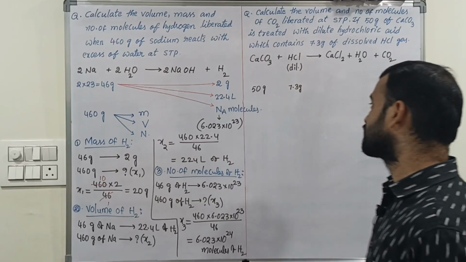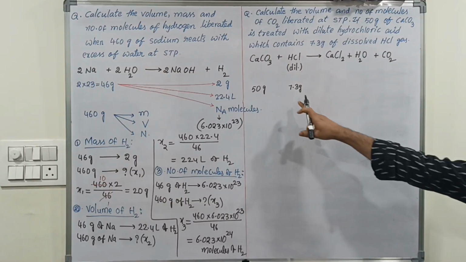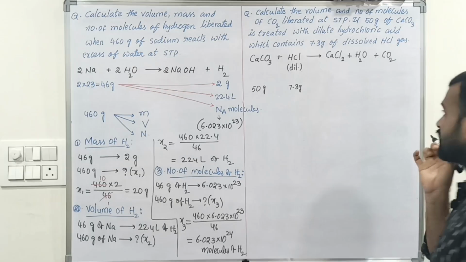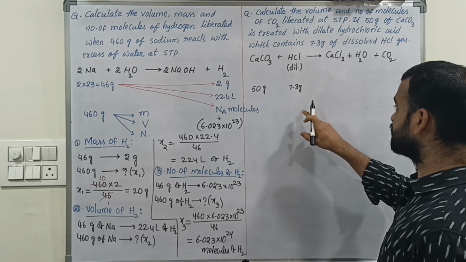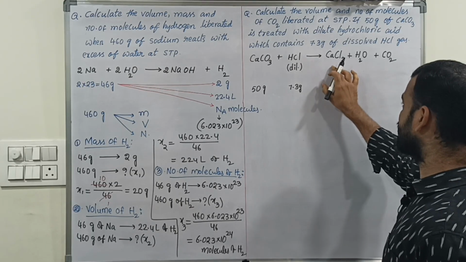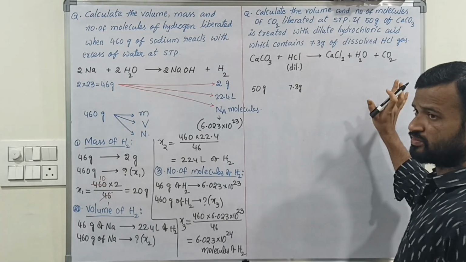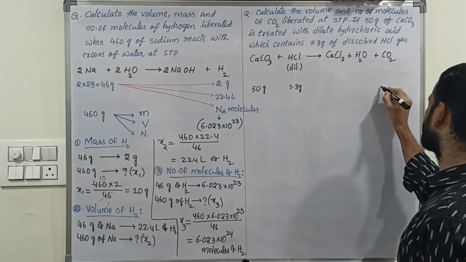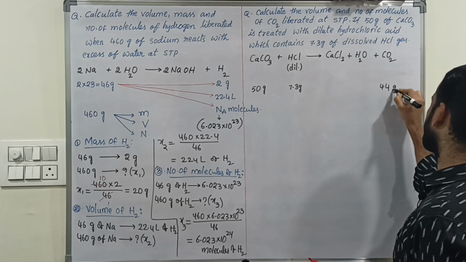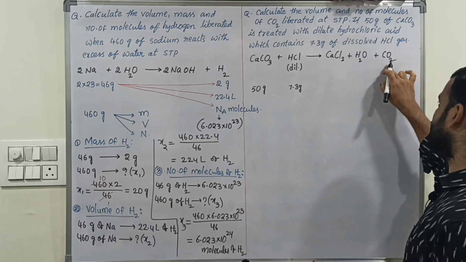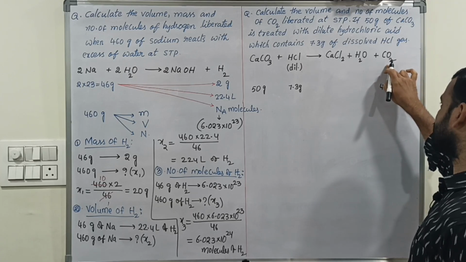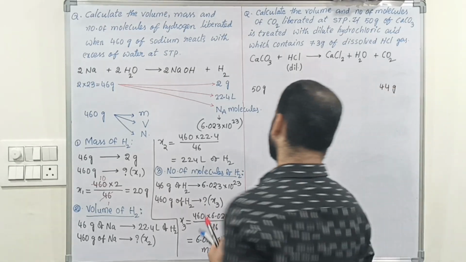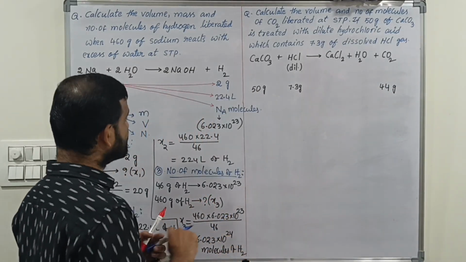50 grams of calcium carbonate is reacting with 7.3 grams of HCl. Clear? Here we don't need to consider CaCl2 and H2O, just CO2. What is the mass of CO2? 44 grams. Carbon atomic mass is 12, oxygen is 16. 2 times 16 is 32, plus 12 is 44 grams. Understand? Now, according to this equation, what is the mass of the other substances?